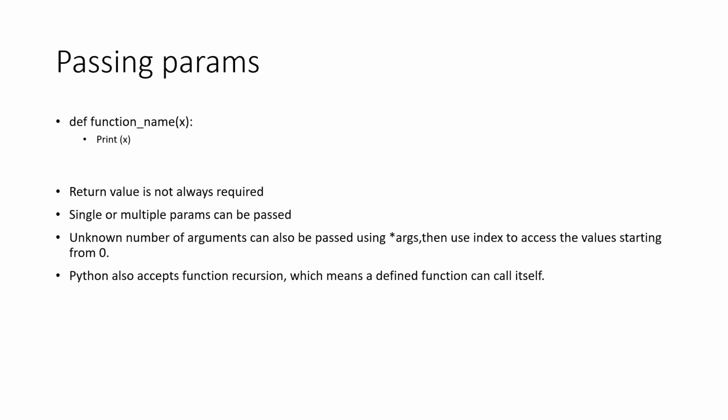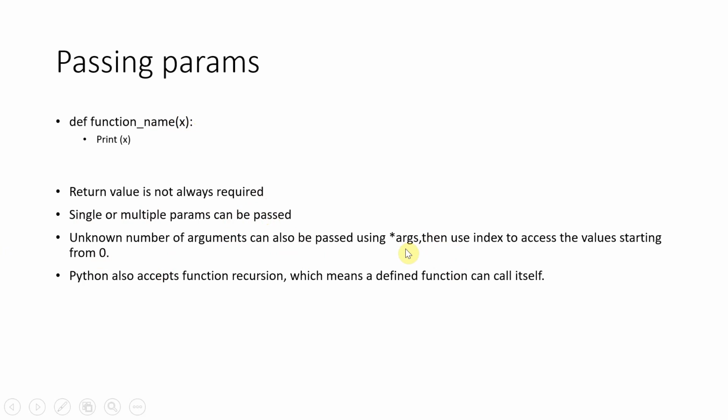So moving on with functions, you can pass parameters. How do you pass a parameter? You will say def, function name, and you will just say x. Again, different from other languages, you will not define the data type. Python will detect the data type. Also, a return value is not mandatory, not always required. Single or multiple parameters can be passed here. That is important.